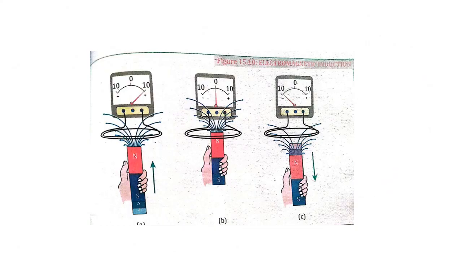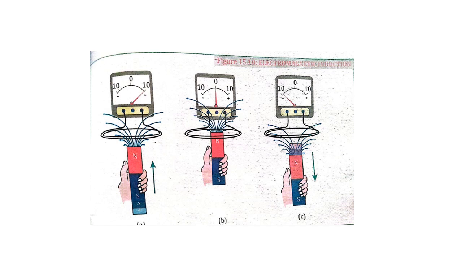If you see figure A, at the very top there is a galvanometer. Then we have connected a loop to this galvanometer, and there's a bar magnet. When we move the magnet towards the coil, we notice the lines shown in the figure. When these lines pass through the loop, they induce a current, and we see the needle at 10.